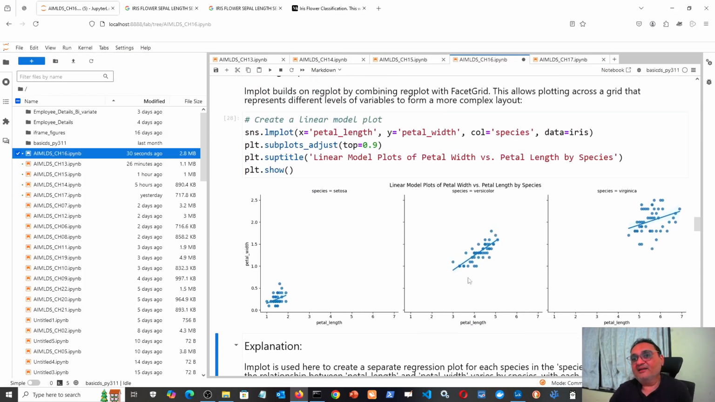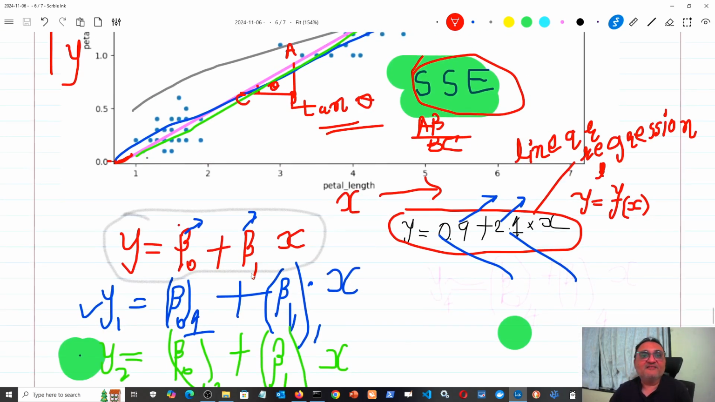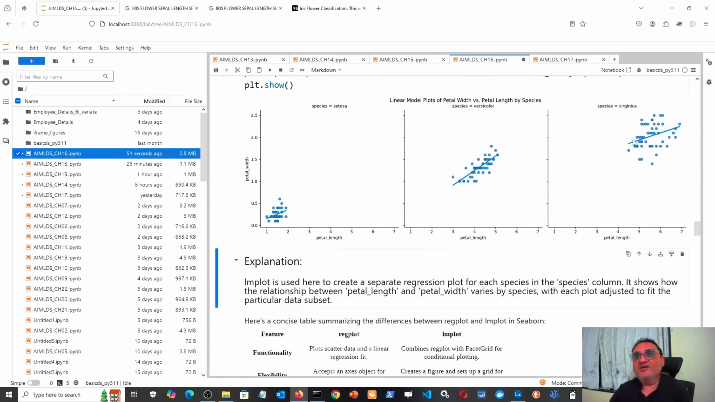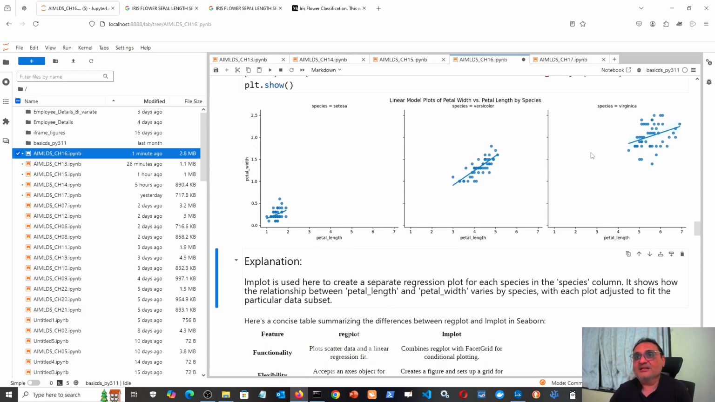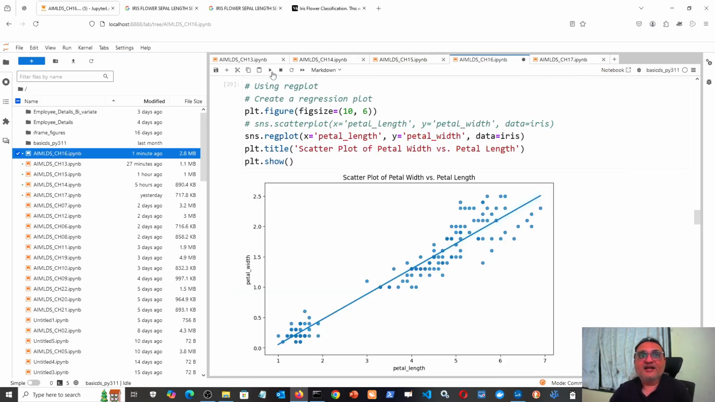Okay, but the lines are inclined at different angles, and lines inclined at different angles means this theta will be different for setosa, virginica and versicolor, and therefore this tan theta, that is this beta 1, the slope of the graph, will also be different for each graph. So if I want to create a linear model, I will have to create three linear models, one for this species, one for this species, and one for this species. I cannot fit one common linear model like this for the entire data set.